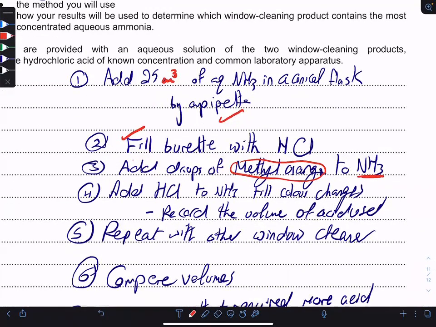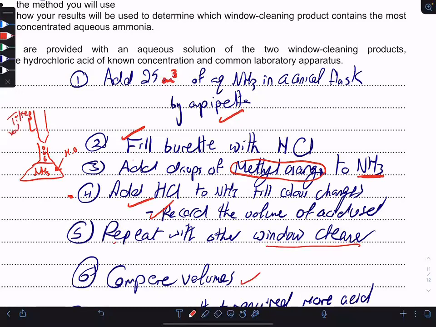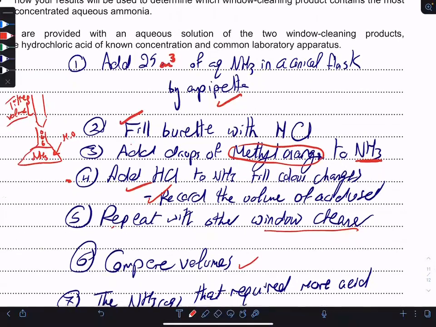The fourth point: add HCl to the ammonia till the color changes, and then record the volume of the acid used. Finally, repeat the experiment with the other window cleaner and compare the volumes. You did a titration, you added the alkali here, the indicator methyl orange, filled the burette with the acid, and started titrating till the indicator color changed. You record what we call the titer volume, or the volume of acid used. You repeated the experiment with the other cleaner and compared the volumes.